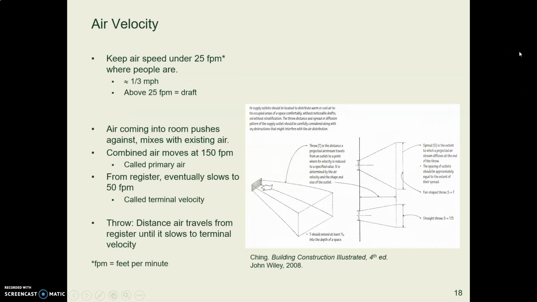We also need to think about velocity. In a crude example, if your system is blowing air too fast, it's going to make a whistling noise, and it's going to be uncomfortable. You're going to feel your papers blowing around. You're going to feel cold because you have this air whistling past you.